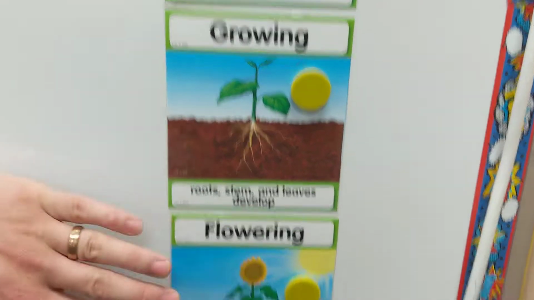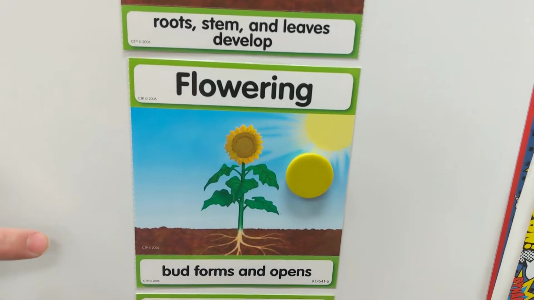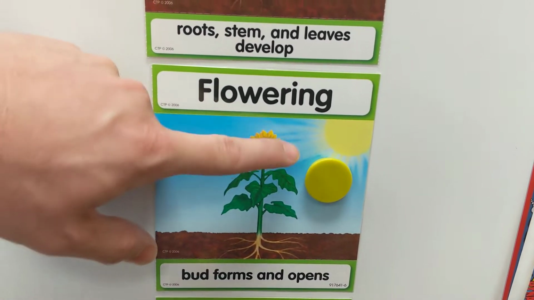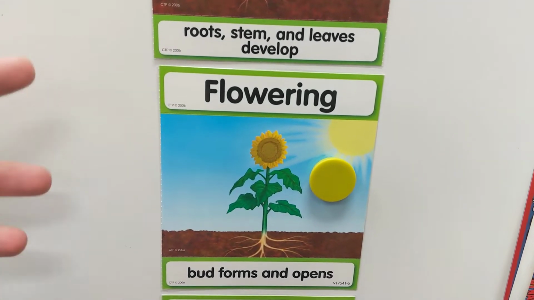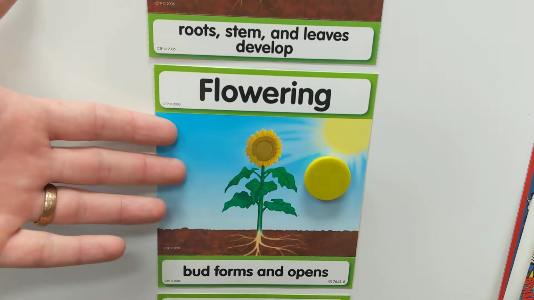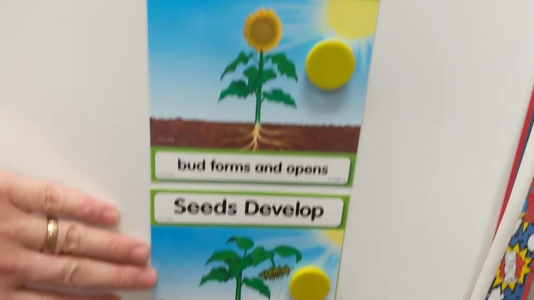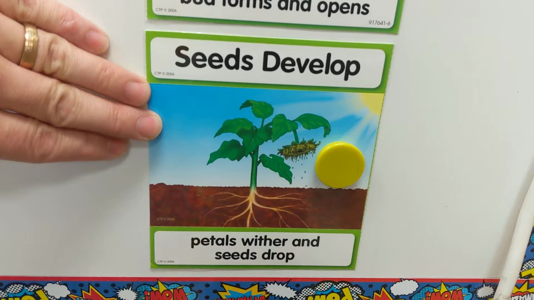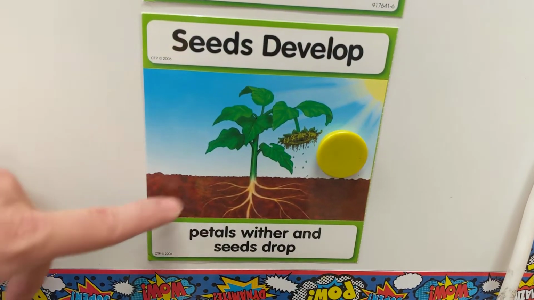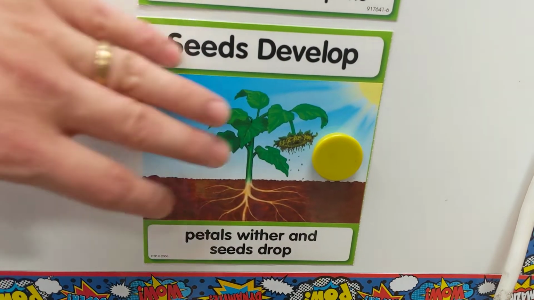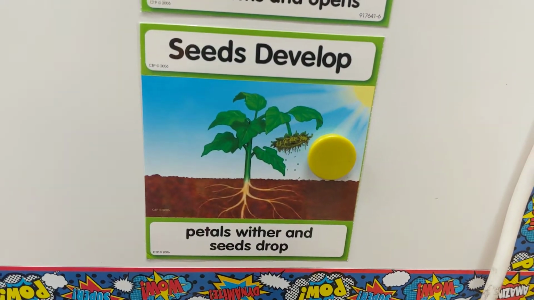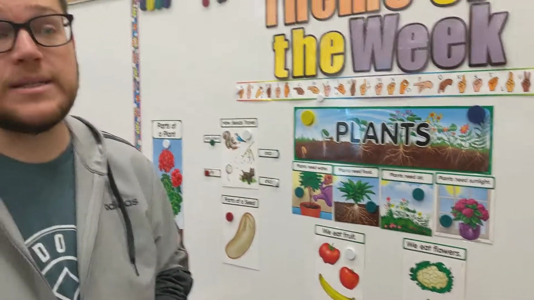Our next step is flowering. Now you start to see that a bud forms, so you see the flower part, and it opens up and it's super pretty at this point. The last stage in plant growth is that the seeds develop. The plant starts to die a little bit, the petals wither, and the seeds drop to the ground. And now that's where we see that they can travel from place to place.